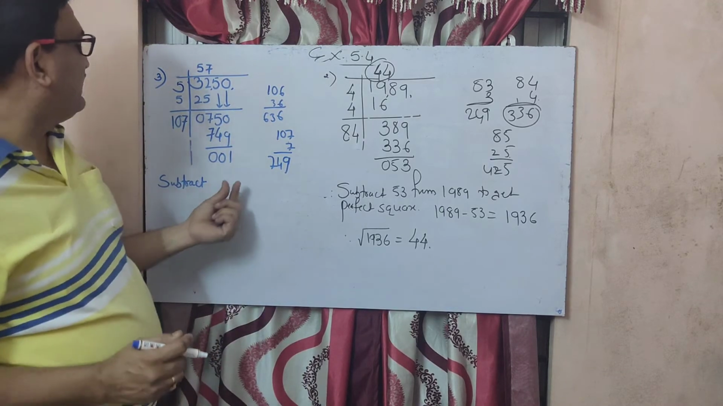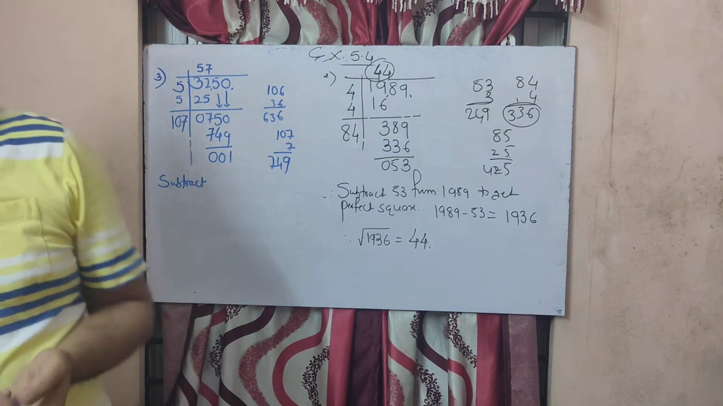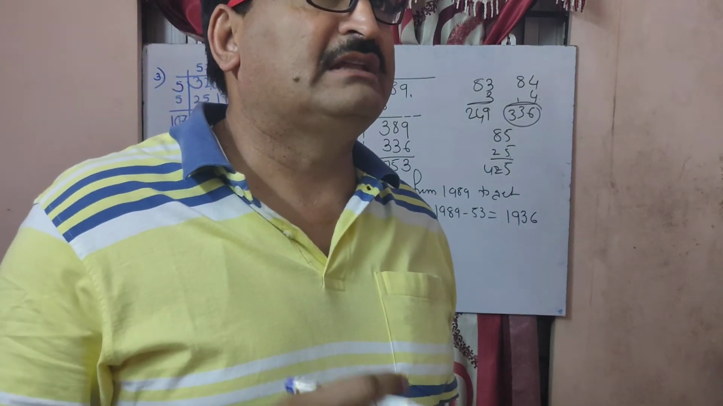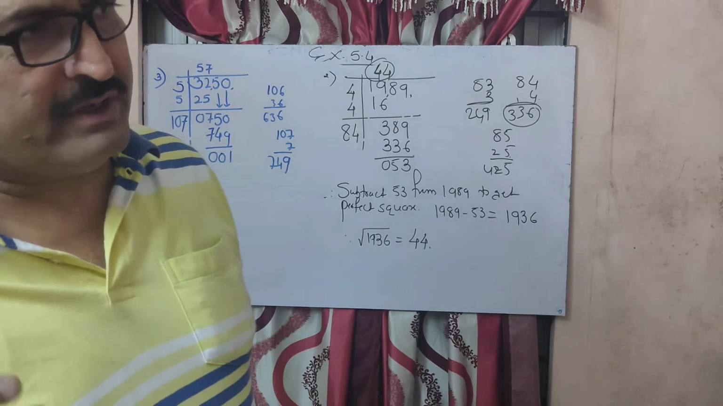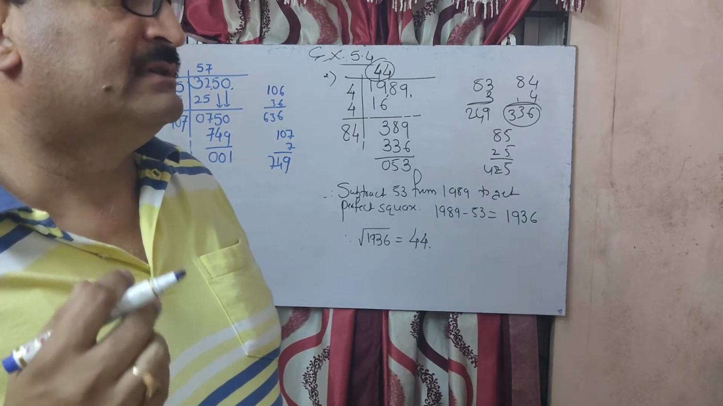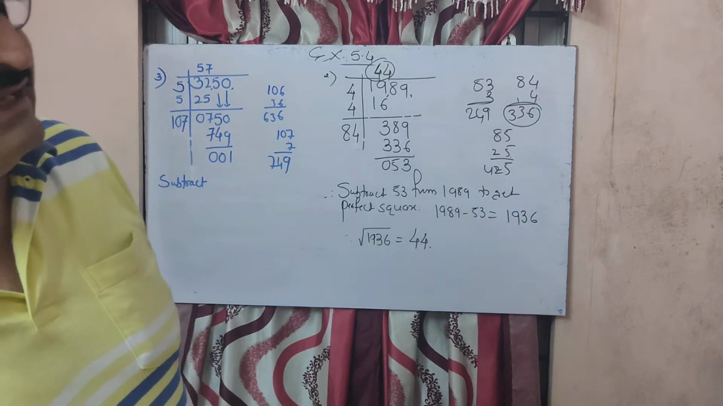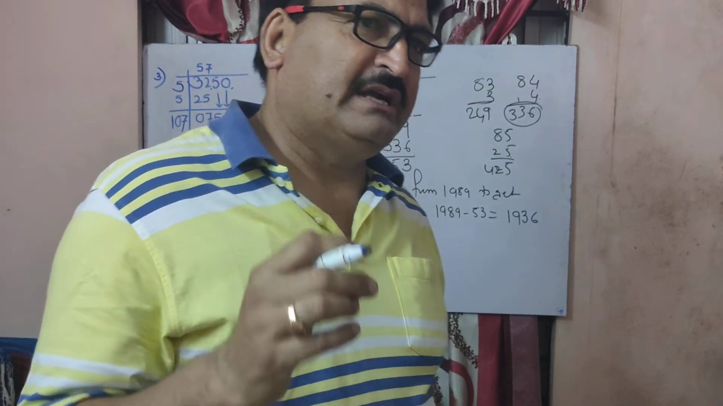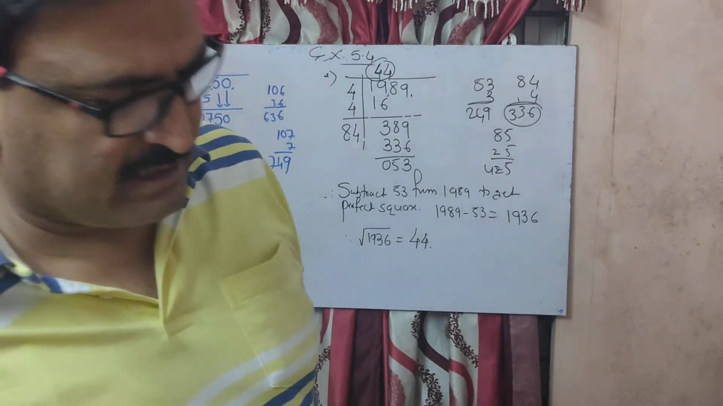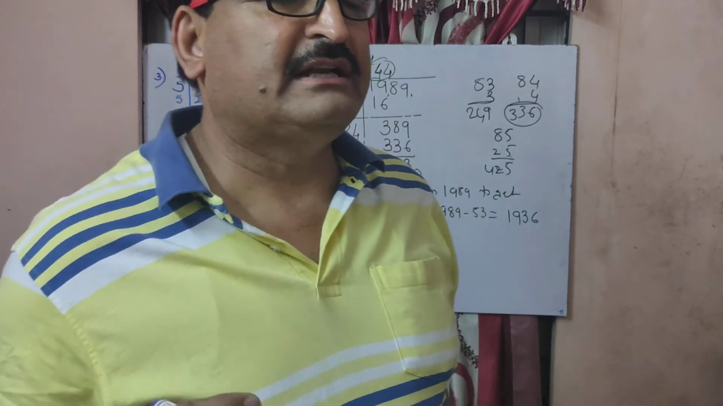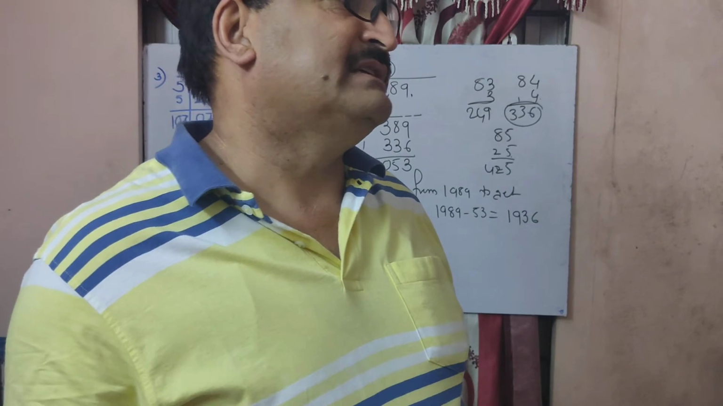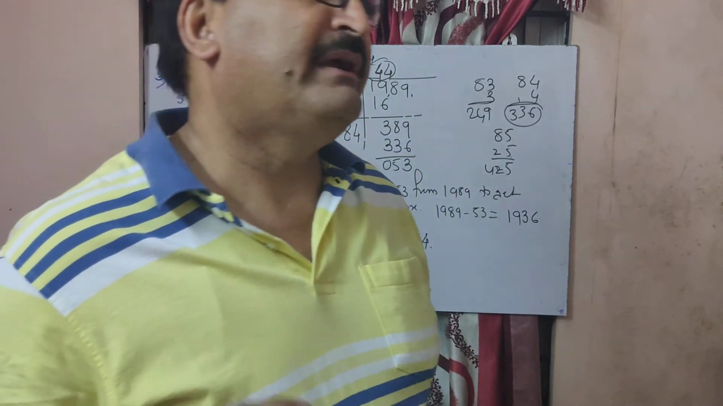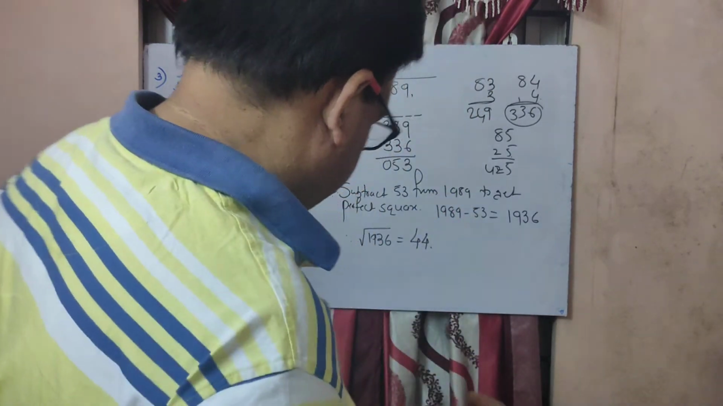If you get any number as the remainder, it means the given number is not a perfect square. And if we get the remainder as 0, it means the given number is a perfect square. Always remember this. If we get any number in the remainder, it means the given number is not a perfect square. And if we get 0 as the remainder, it means the given number is a perfect square.